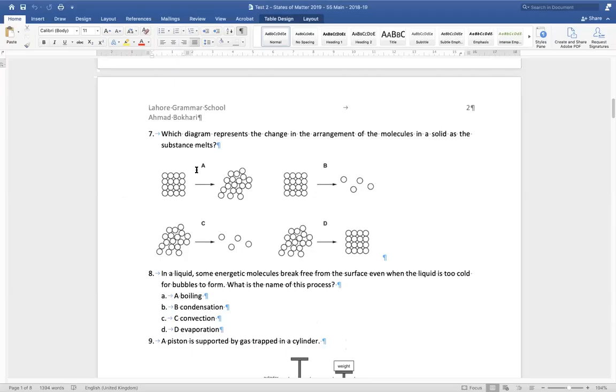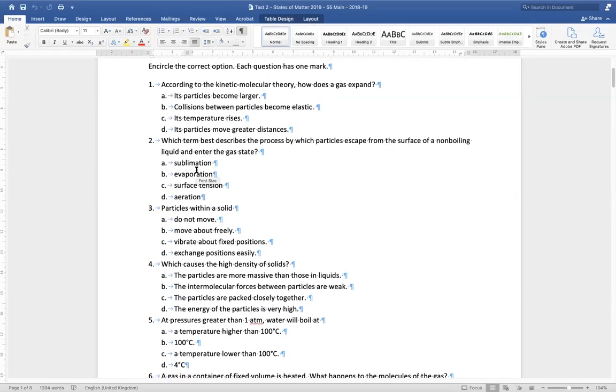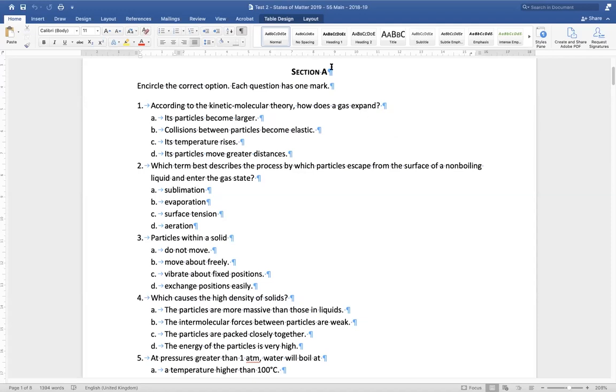So here's a test that I used. This is about the topic that we studied yesterday, and some of it is related to what we studied today. So go ahead. According to kinetic particle theory, how does a gas expand? By the way, when it comes to these MCQs, sometimes you don't even need to look at the options. You can give the answer right away. So for example, kinetic molecular theory, how does a gas expand?